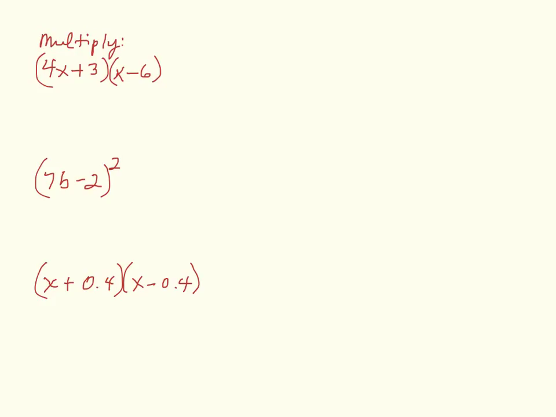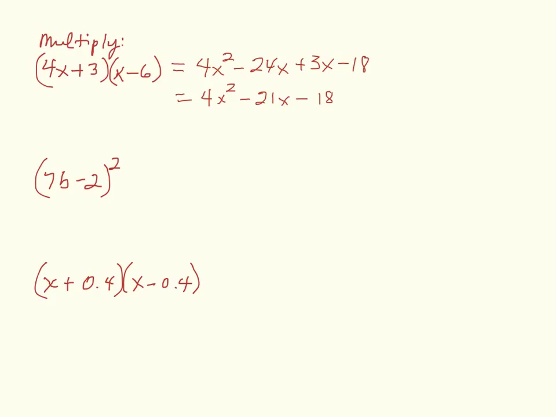So let's do first, outer, inner, and last. First times first would be 4x squared. Outer would be minus 24x. Inner would be plus 3x. Last would be minus 18. Then we combine the middle terms. Negative 24x plus 3x is negative 21x minus 18.